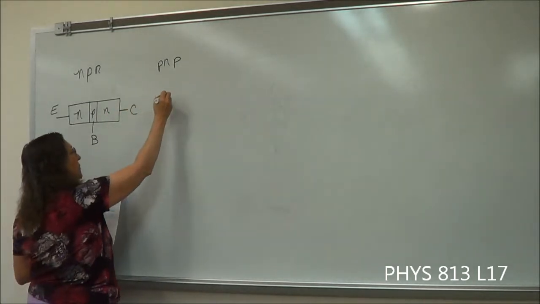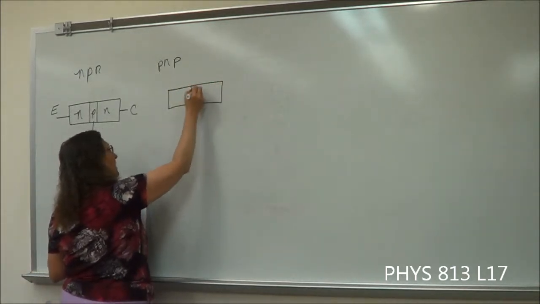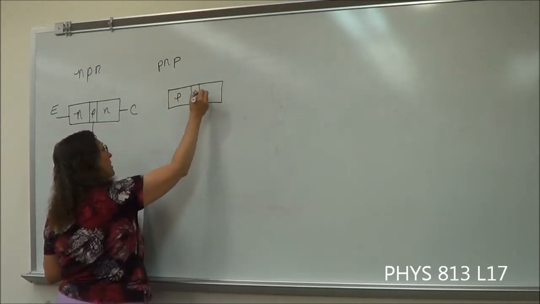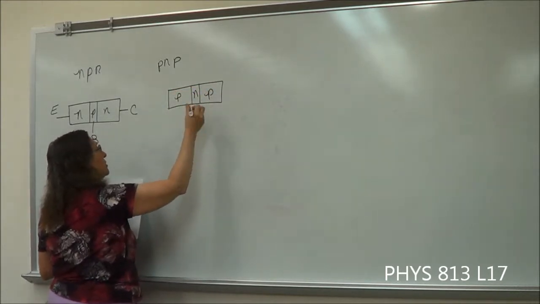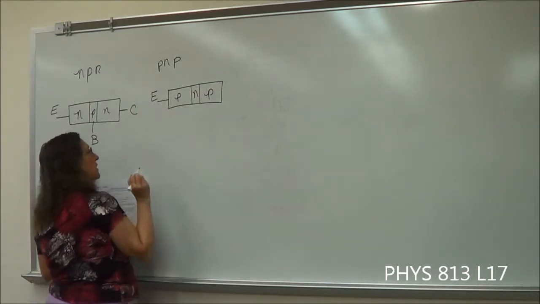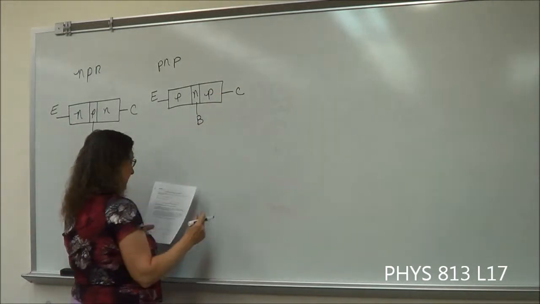So with a PNP, we have the same sort of thing. A middle region that is an N type, a left region that's P, and a right region that's P. And I'm still going to have the emitter on the left, the base in the middle, and the collector on the right.